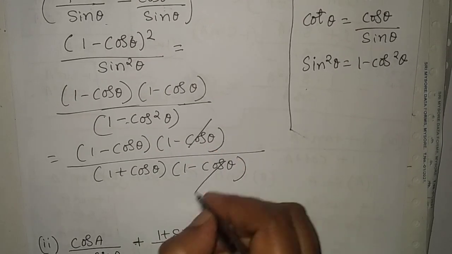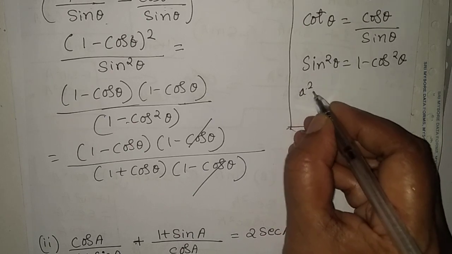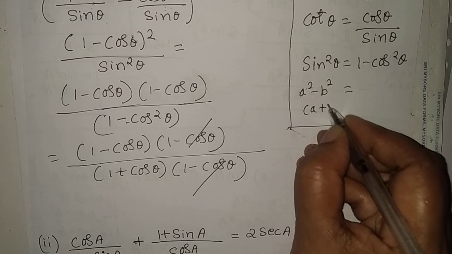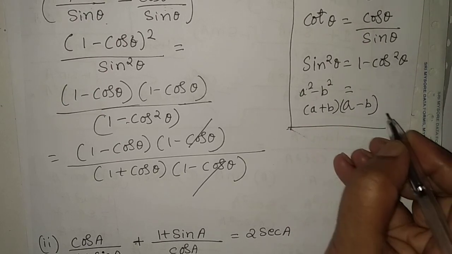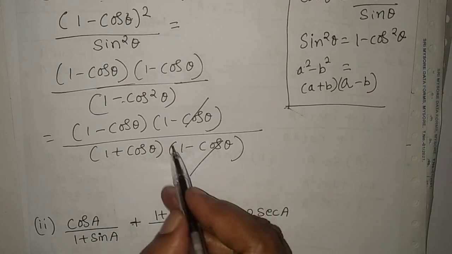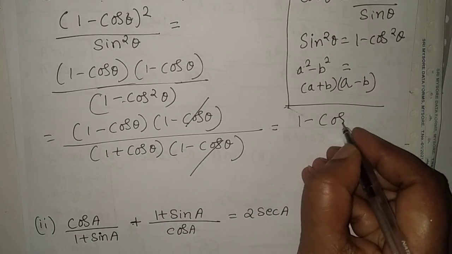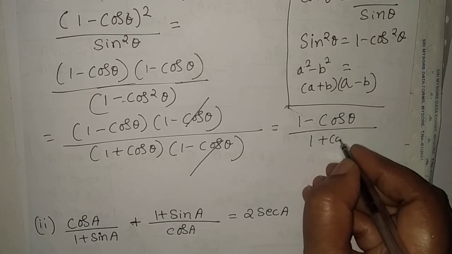So this cancels. As we know, a square minus b square is equal to a plus b into a minus b, as we used in the previous problem. So this cancels. Then we have 1 minus cos theta by 1 plus cos theta.